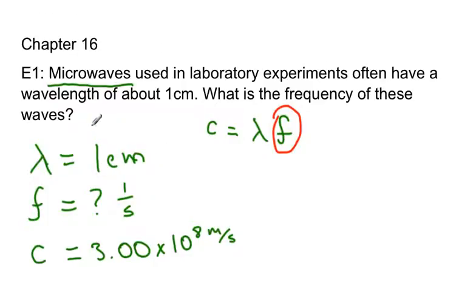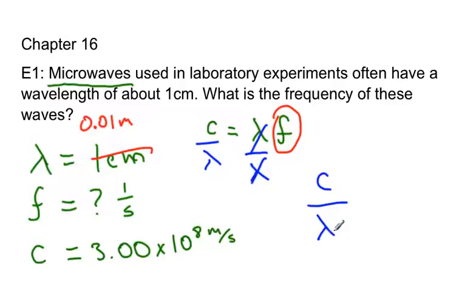Alright, so you're going to take 1 divided by 100. So for every 1 centimeter, you have 0.01 meters. Let's write that in there instead. Okay, so now we want to rearrange the equation to solve for frequency. Let's divide by wavelength on both sides. That cancels out with that, so we have the speed of light divided by the wavelength of this microwave is equal to its frequency.